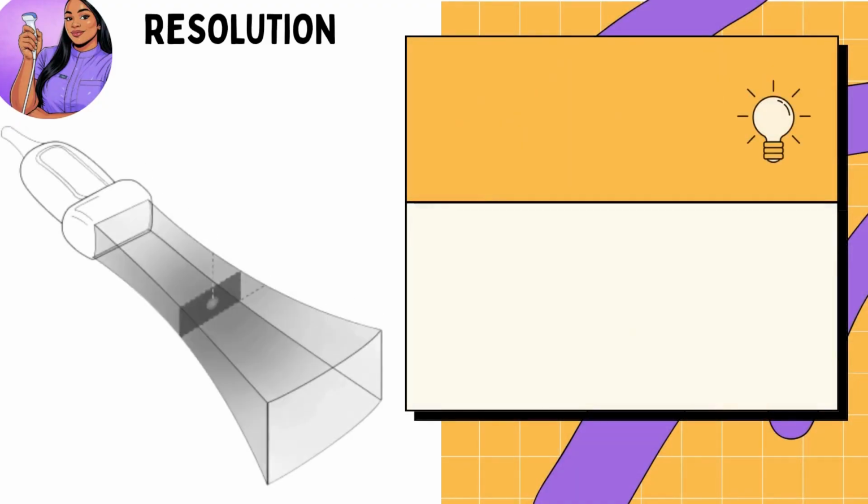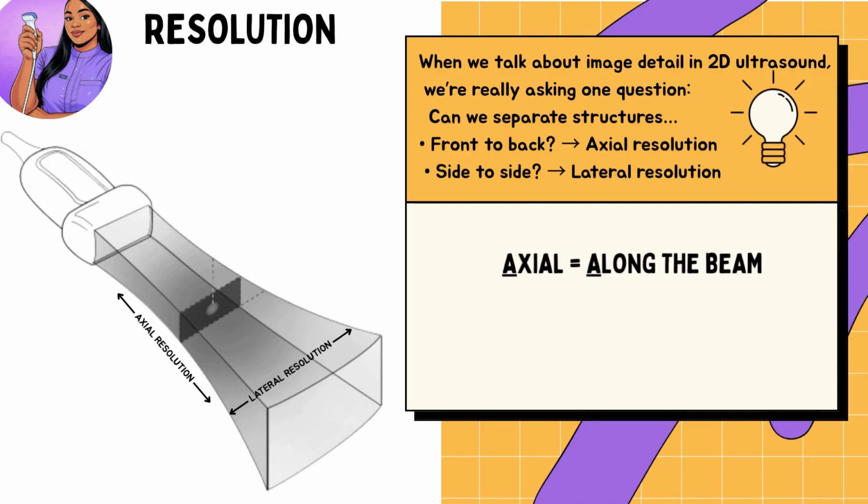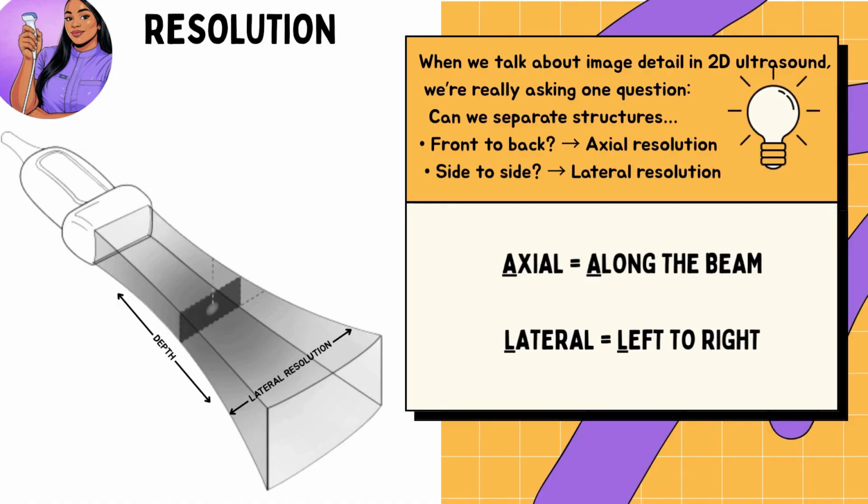Now, in your 2D ultrasound image, those details line up in two directions: front to back, which is along the sound beam, that's known as axial resolution, and then left to right, which is across the sound beam, that's lateral resolution. An easy way to remember it is A for axial and A for along the beam. This is talking more about depth. L for lateral and L for left to right. This is talking more about width.